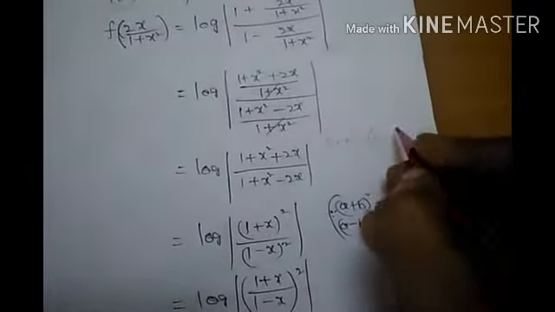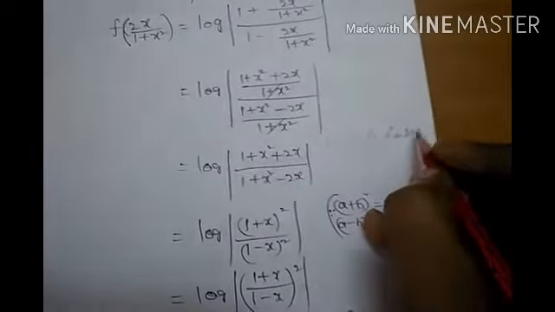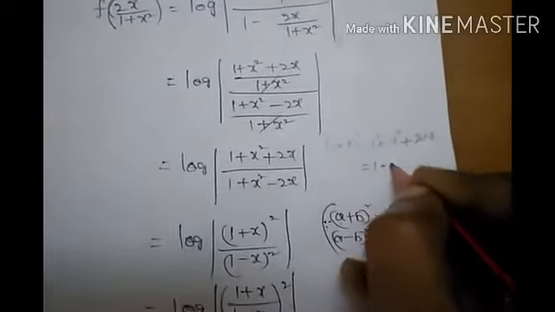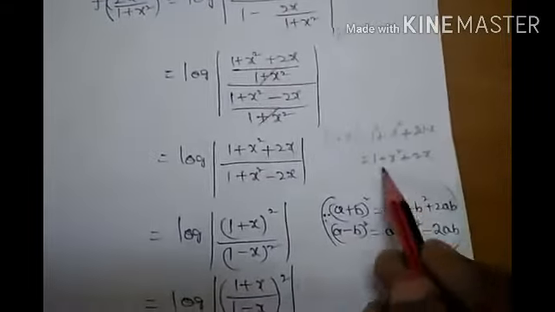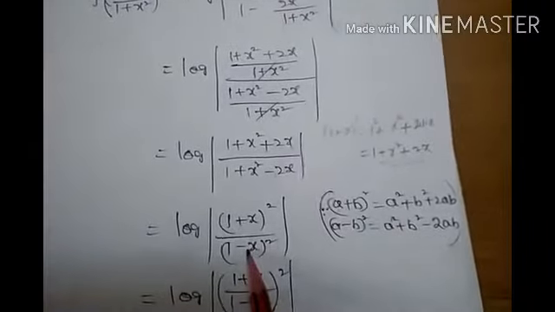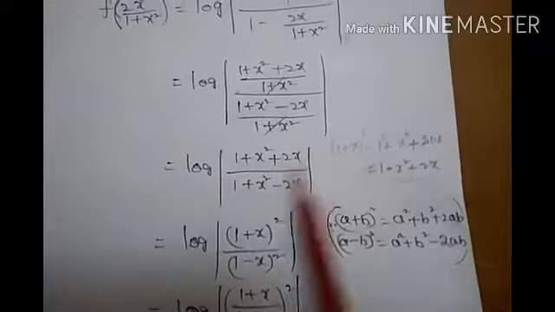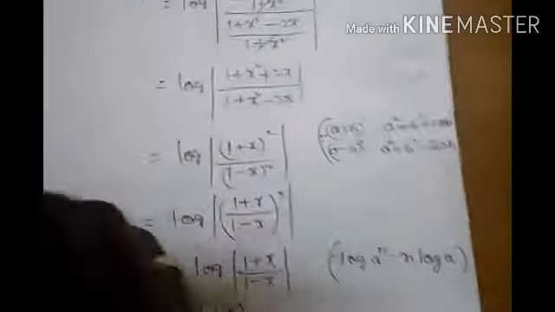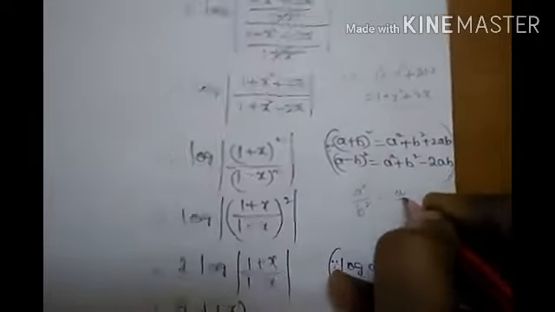1 square plus x square plus 2 into 1 into x. 2ab means what? 2 into 1 into x, which gives 1 plus x square plus 2 into 1, 2 into x, 2x. Understood? Similarly, you get 1 minus x square also, 1 plus x square minus 2x. So, it can be written as 1 plus x whole square, and it can be written as 1 minus x whole square.